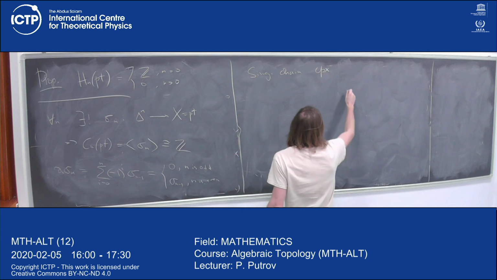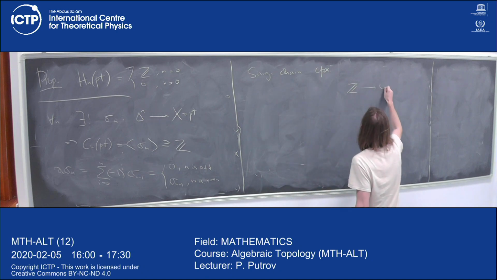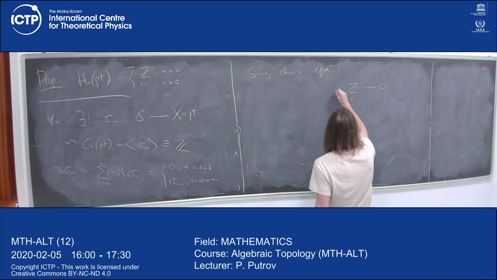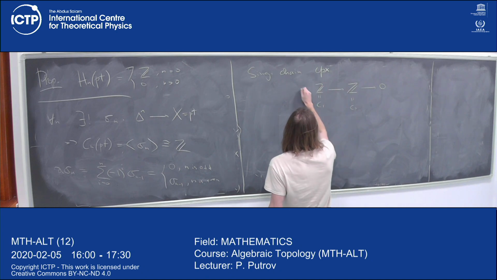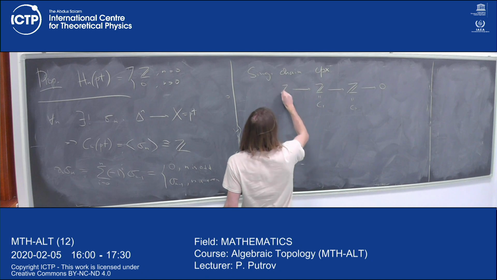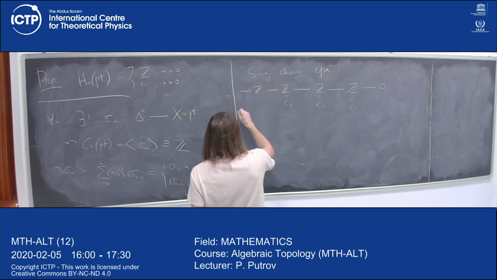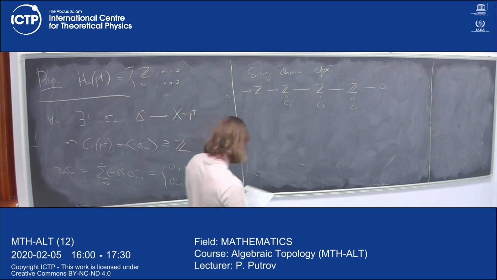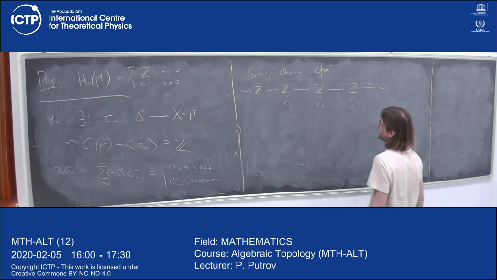So we have the following sequence. This is our C0, this is our C1, C2, so all these groups are equal to Z. And what about this map? This is 0 by definition.